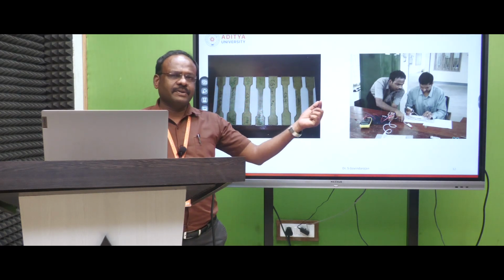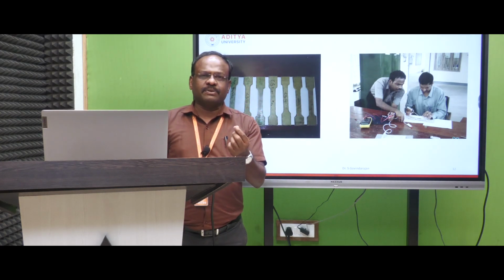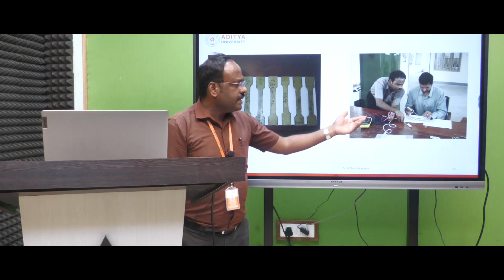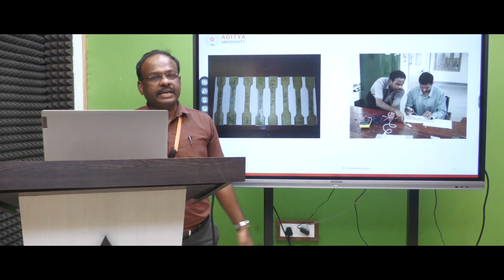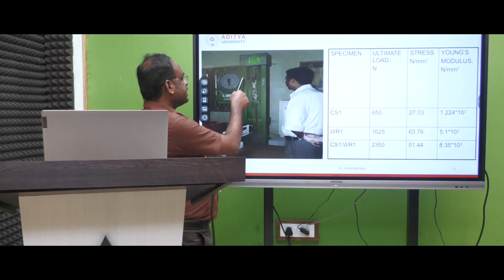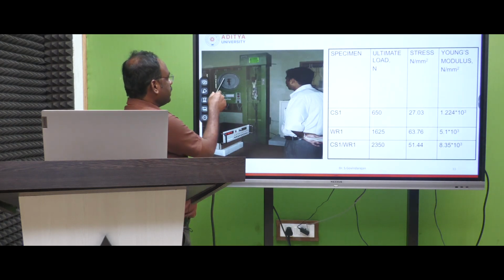One piece of strain gauge costs only 50 rupees. So we take it to find out the strain value. Easily you can buy the electrical strain gauge. And here, this is the tensile strength machine, and here the load indicator is there.